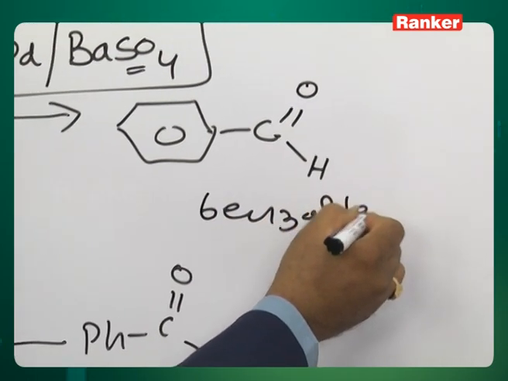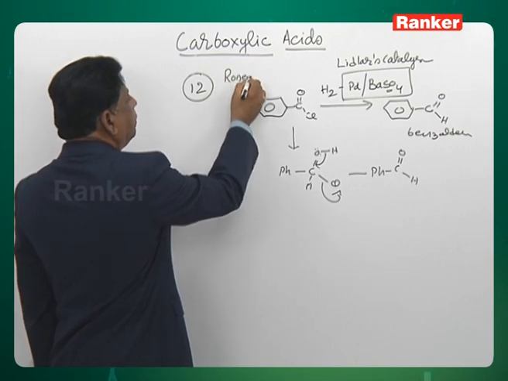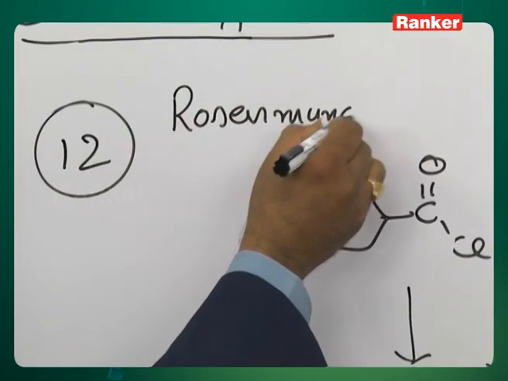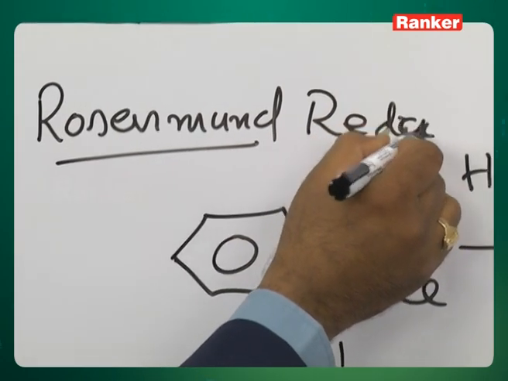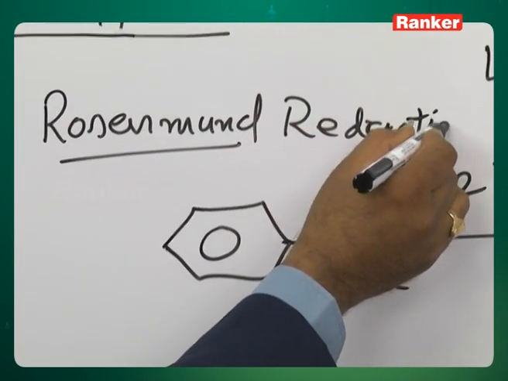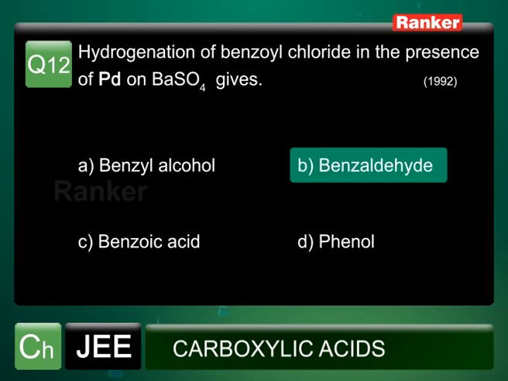This is a name reaction called the Rosenmund reduction, a popular name reaction. So option B is the right answer.